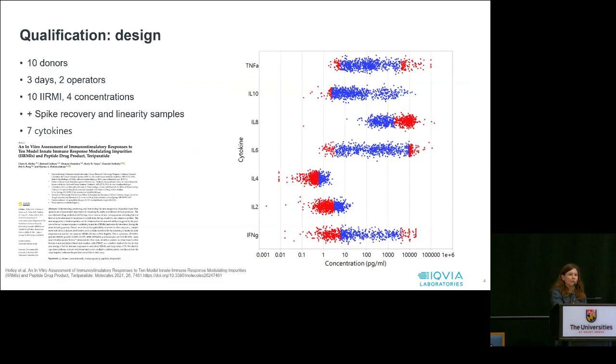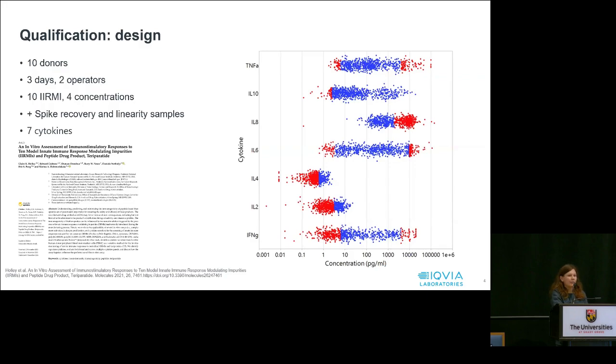For the design, we followed for a large part the conditions that are also included in the Holly paper, which has already been referenced quite some time today. So we used the same 10 Hermes at the same 4 concentrations. We also included 10 donors. We added some spike recovery and linearity samples. In total, we performed the qualification over 3 independent experiments, and we included 2 operators.